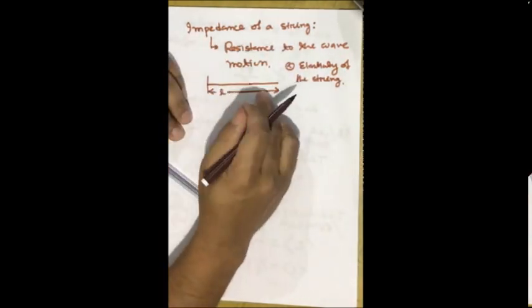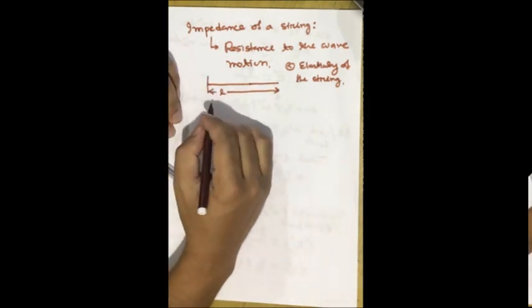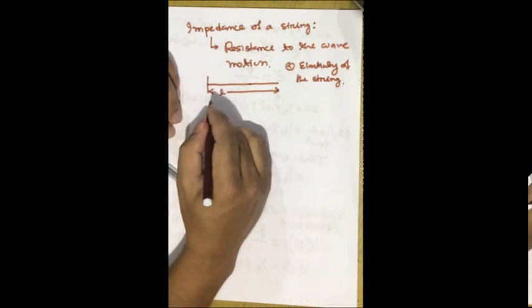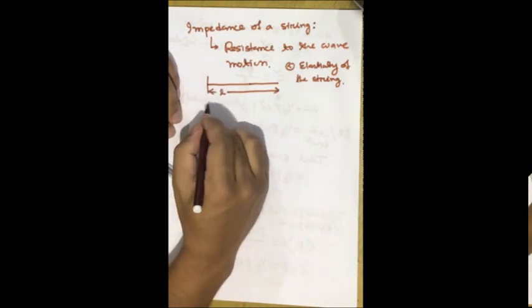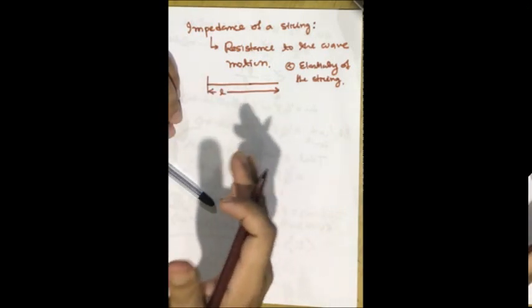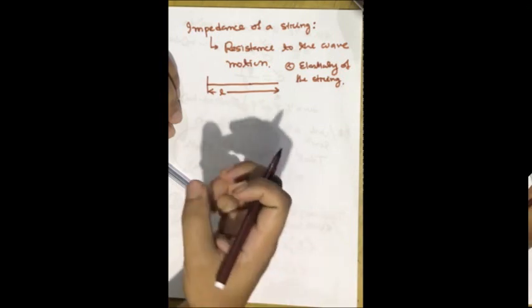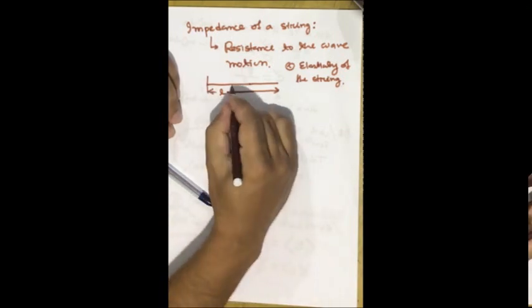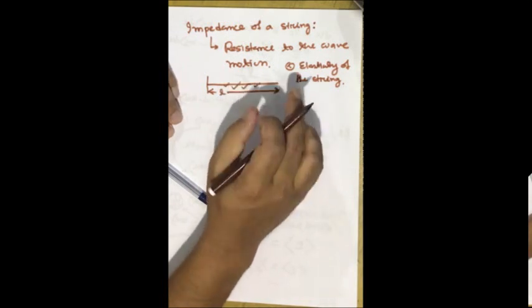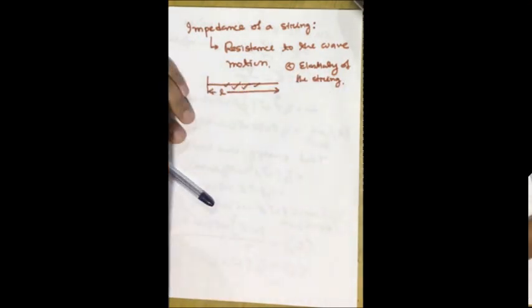For example, this is a string of length L, and suppose we try to disturb the string by applying an oscillating force. Then there will be a displacement of different elements of the string, and therefore the string will try to come back to its original position, the equilibrium position. So because of that elasticity, there will be a resistance to the wave motion.